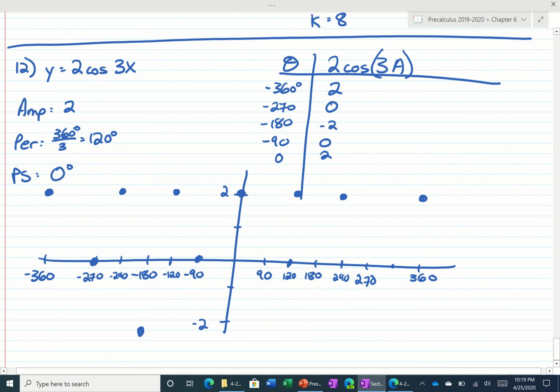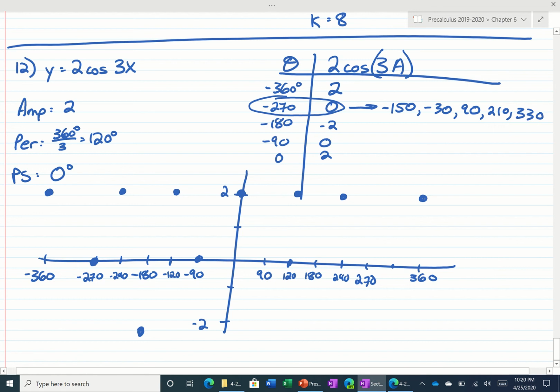Let's see, at negative 270, the value is 0, right? So when's the next time it's going to be 0? Well, negative 270 plus 120 is negative 150. Plus 120 would be negative 30. Plus 120 is 90. Plus 120 is 210. Plus 120 is 330. So let's go ahead and graph this then.